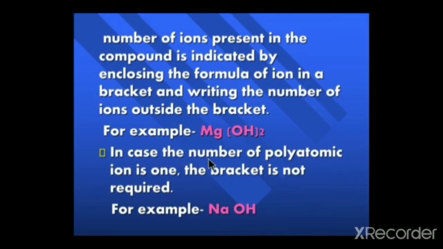Next is, in case the number of polyatomic ion is 1, the bracket is not required. Like in case of sodium hydroxide, you can see here is only one hydroxyl group, so we need not put the bracket. So here we have achieved our third learning outcome, that is now you are able to summarize the rules for writing the chemical formula of various compounds.